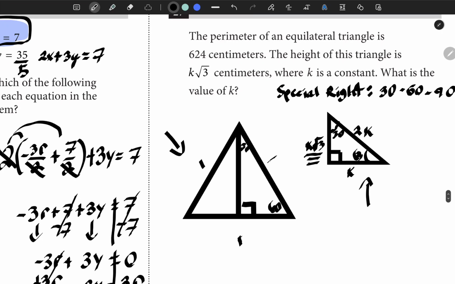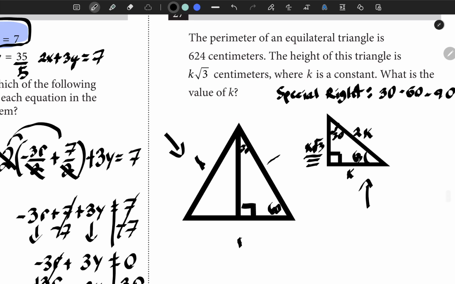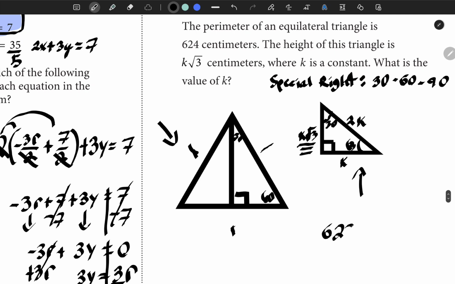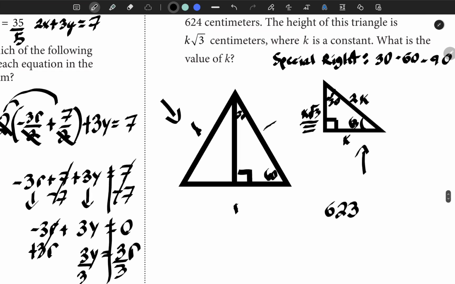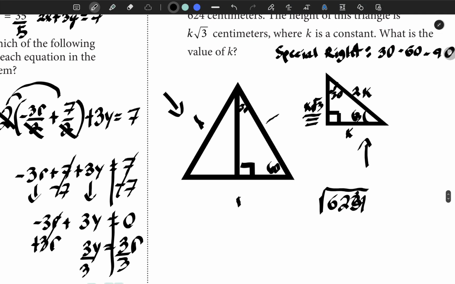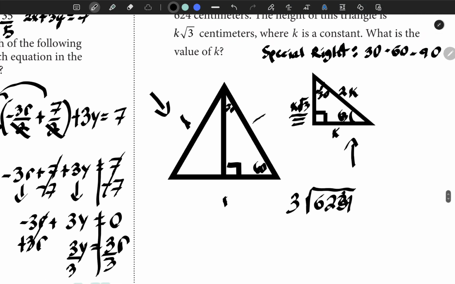And we know this side and this side are equal to each other. So what I would highly recommend to do in this problem is we're going to get 624 and divide it by 3 to figure out how long every side is going to be. Oh, that's supposed to be a 4. So we're going to go ahead and divide this by 3.